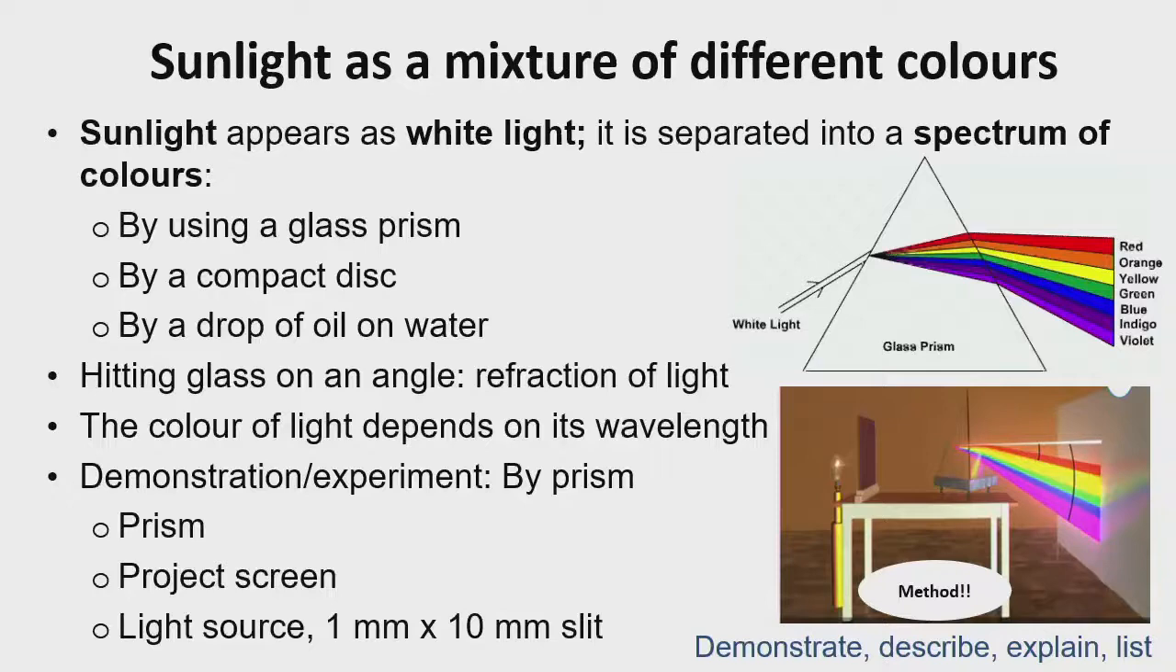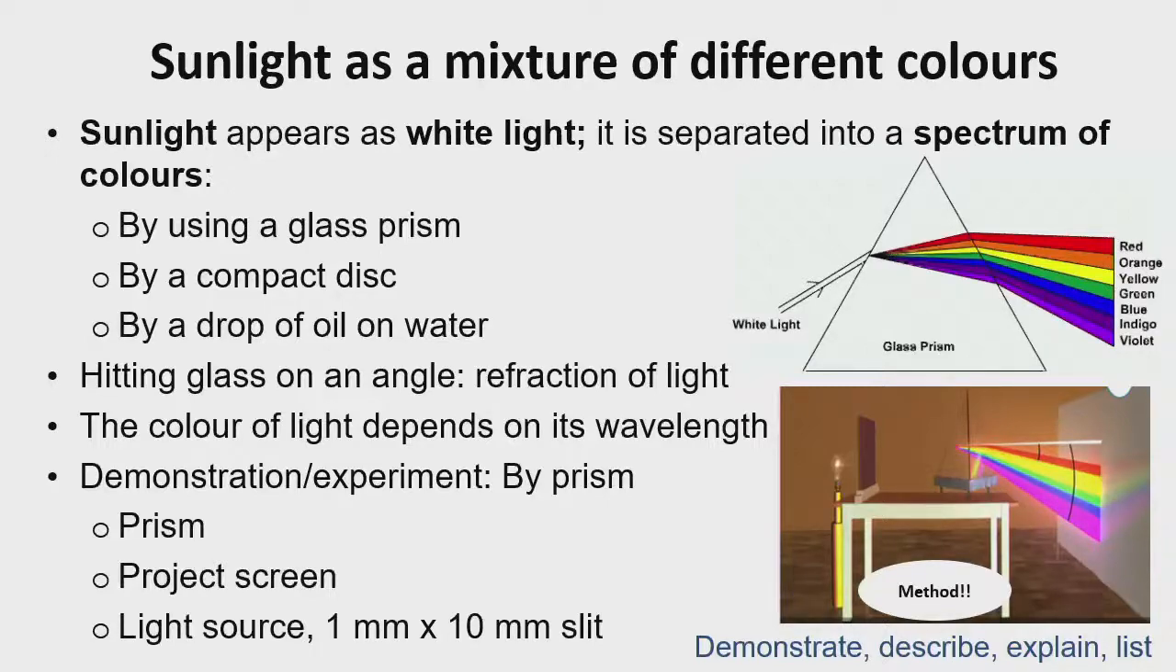One of the most important things is to know how you can demonstrate that the light can be separated into a spectrum of colors. For instance, if you are asked to demonstrate how the prism can be used, you should be able to explain that. As you can see on the slides, there are demonstrations of how light can be separated by a prism. And I also forgot to mention that light hitting glass at an angle forms a reflection, and the color of light depends on its wavelength.